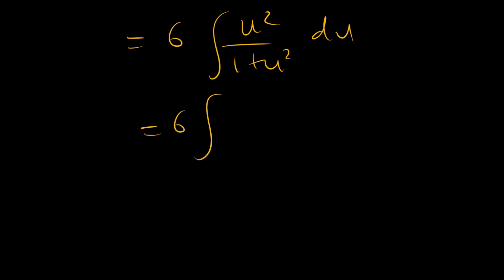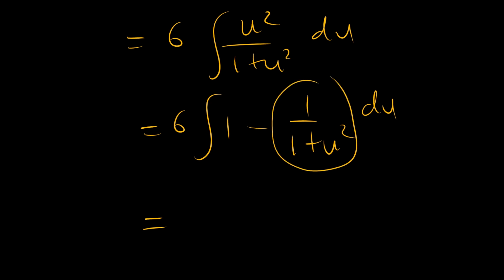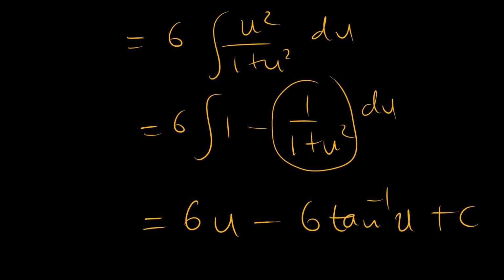So we have 6 u squared over 1 plus u squared du, which is the same as 6 integral of 1 minus 1 over 1 plus u squared. So just doing the long division. And so this is a very interesting integral, arctangent of u. So we have 6u minus 6 arctangent of u plus the integration constant.